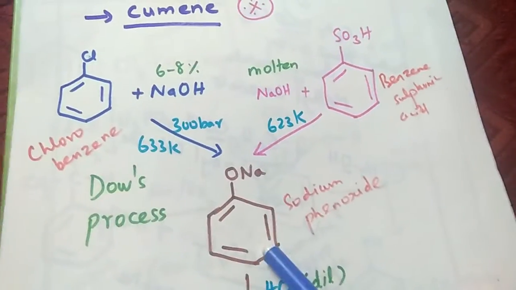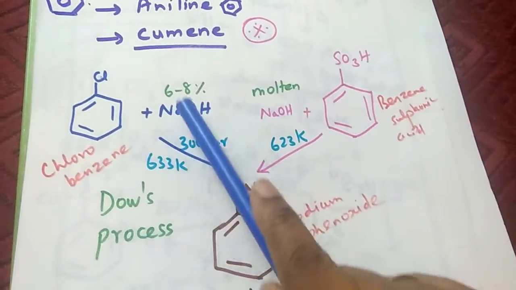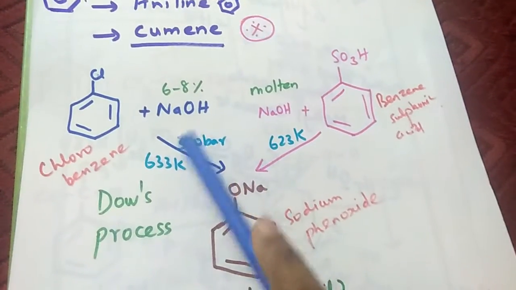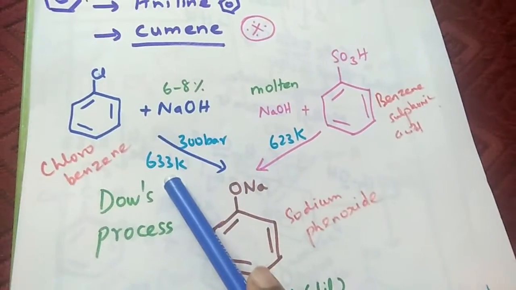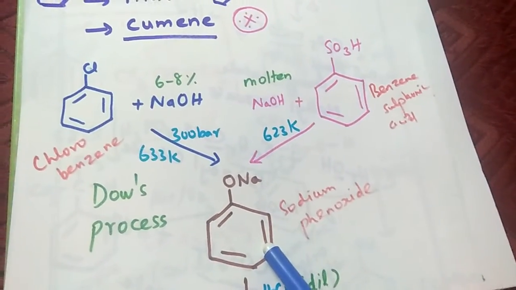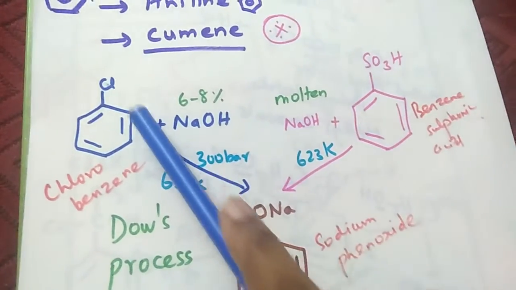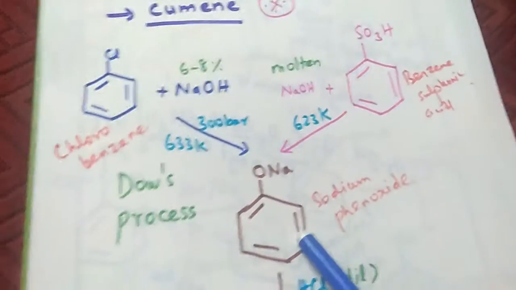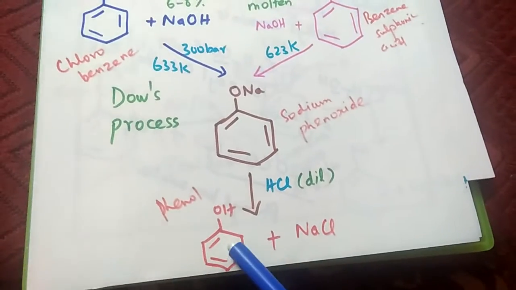How is phenol prepared from chlorobenzene? It is treated with 6 to 8% sodium hydroxide solution at 300 atmospheric pressure and 633 Kelvin. Sodium phenoxide is formed initially, where Cl is displaced by ONa, and this sodium phenoxide is acidified with dilute hydrochloric acid to get phenol.